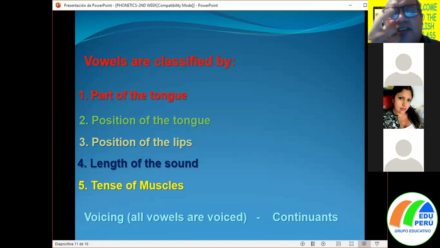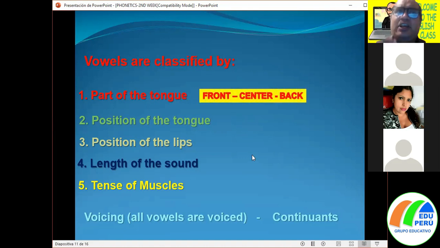Oh yeah, I could say this vowel is front and this vowel is back. Notice here, I'm going to put for each category, you have subcategories. For example, if we talk about the part of the tongue, we have three parts: front, center, back. So we have front vowels, central vowels, and back vowels. This is related to that part of the tongue.